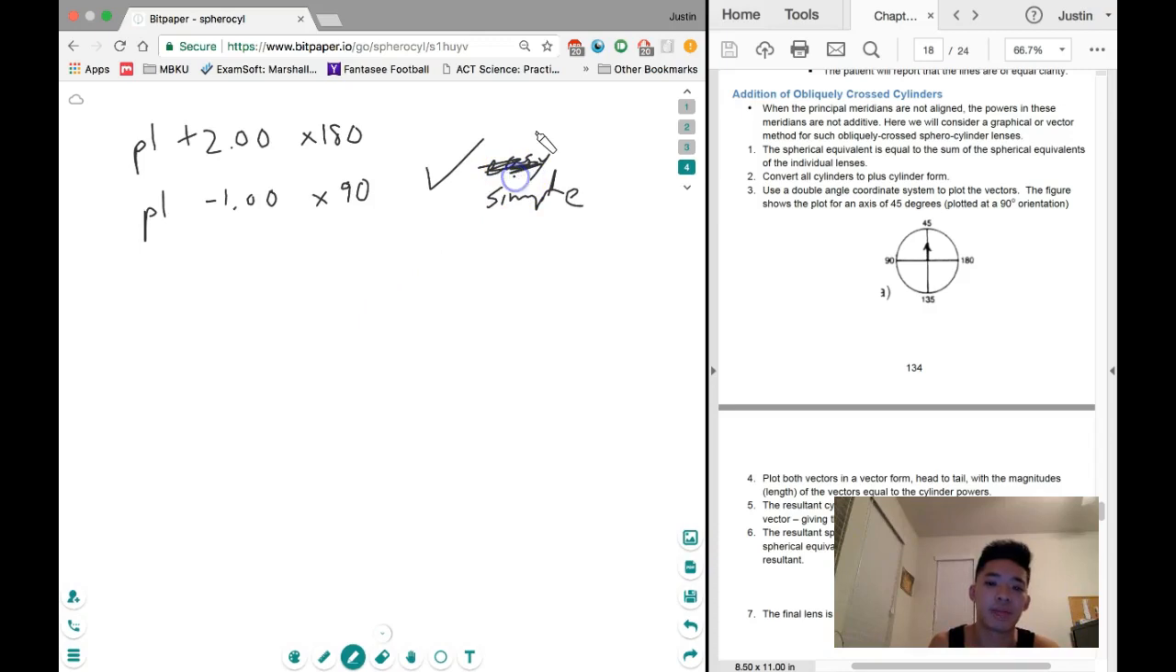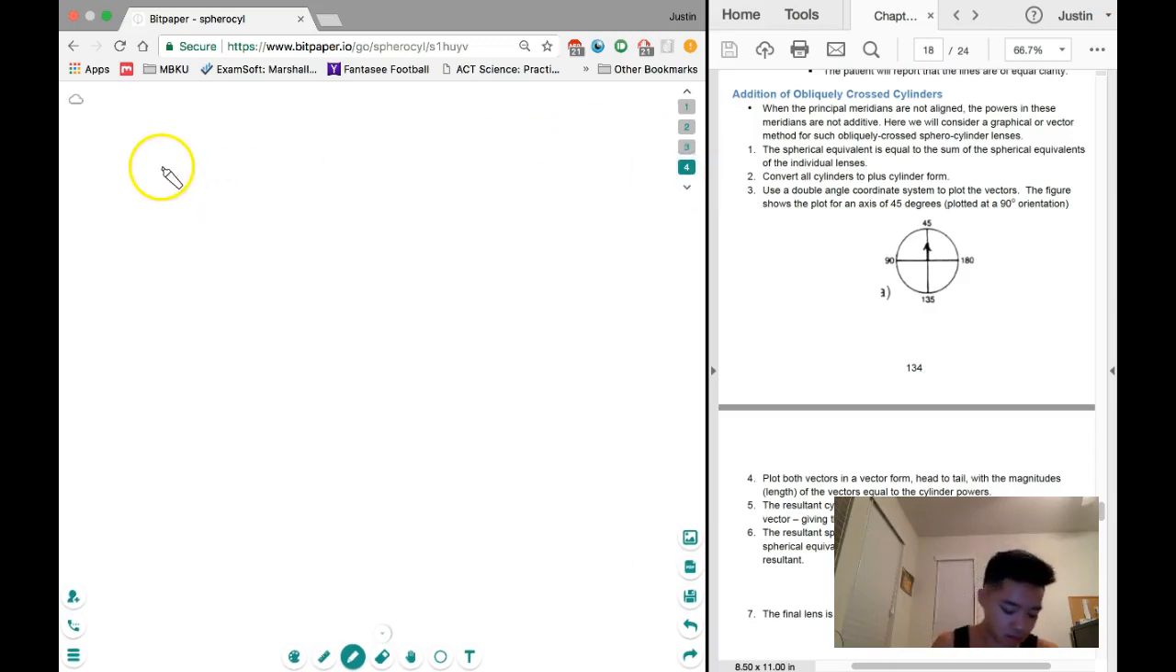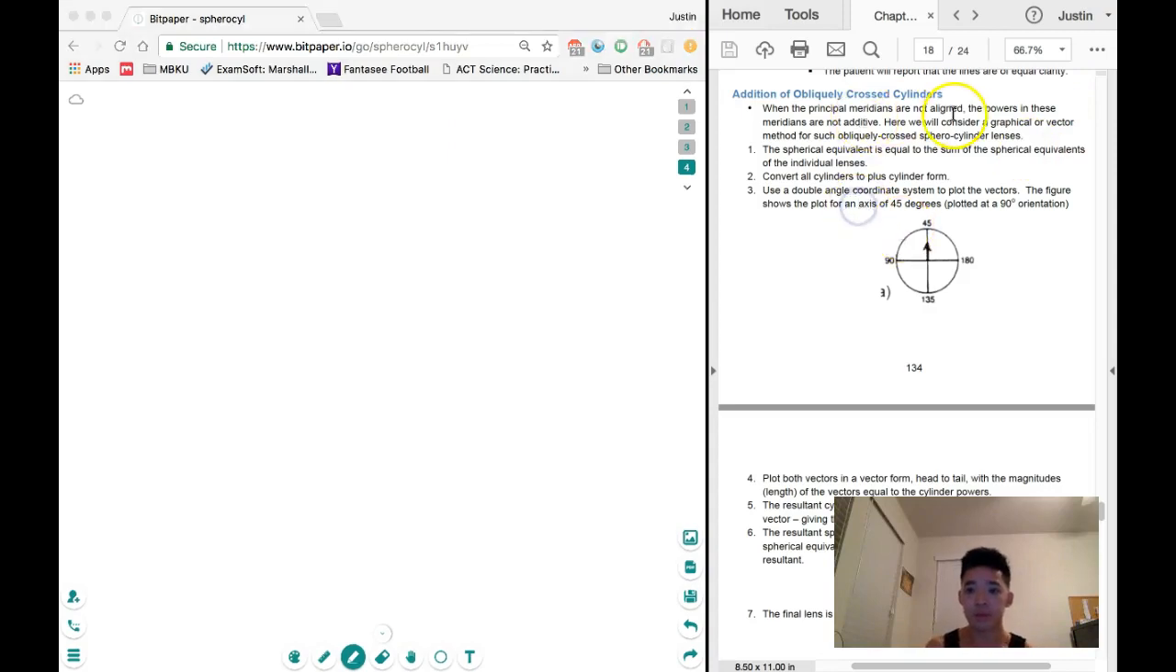Simple, but you can't really do that with this. So let's take a look, we have to learn by example here. I'm going to go ahead and erase this. So what happens when the principal meridians are not aligned, and the powers in these are not additive?